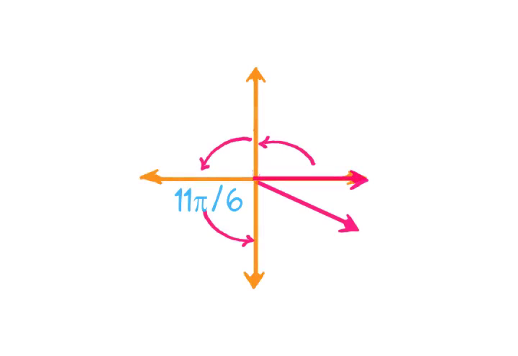Let's now move on to the fourth problem. In the fourth problem, we see that an angle which is measured about 11 pi over 6, that is the radian form of the angle, lies on the fourth quadrant. We need to find the reference angle and of course the coterminal angle.